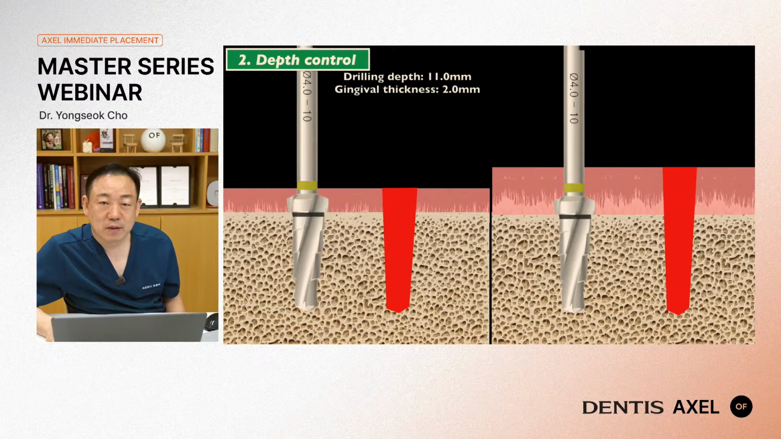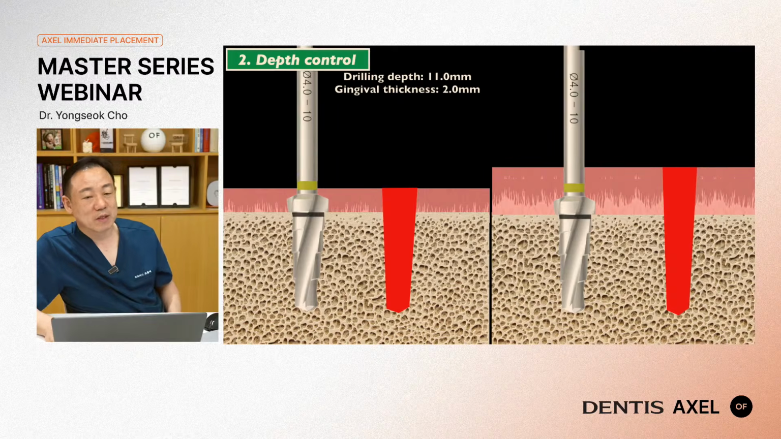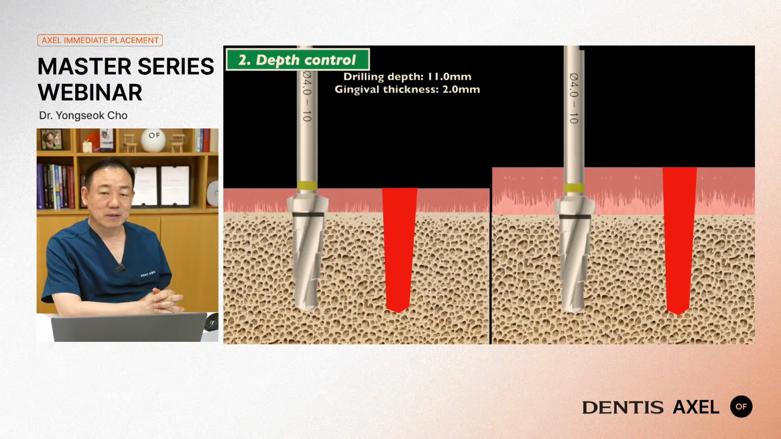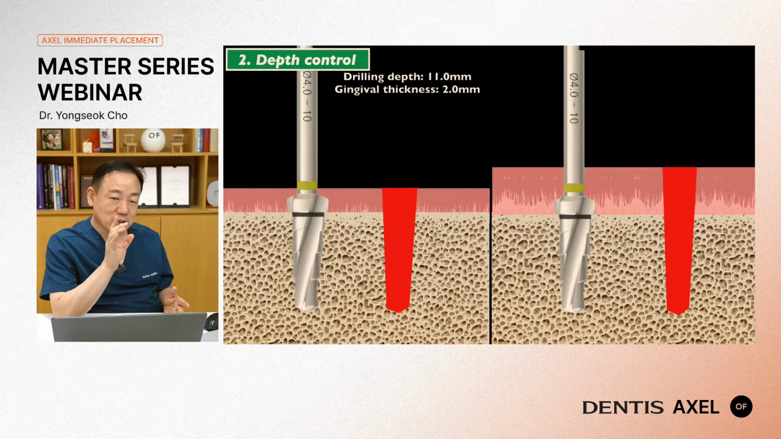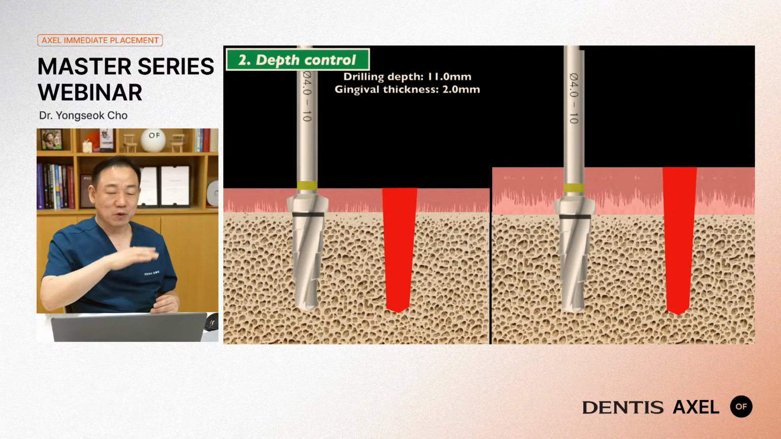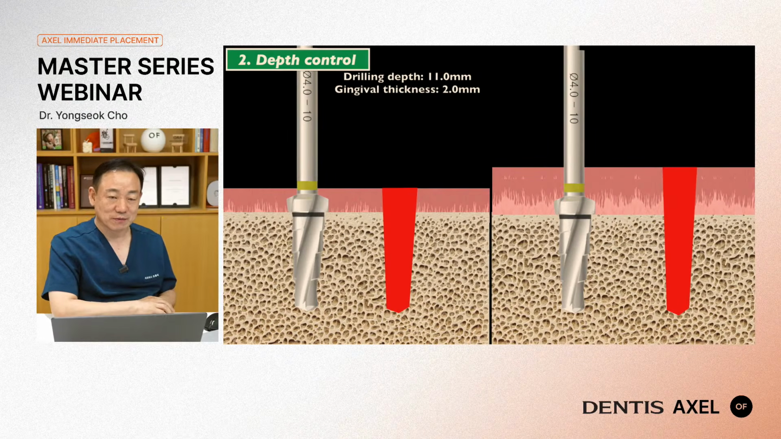Okay. The Dentis drill will create a 1 millimeter deeper hole from the bone margin to the apical portion. Okay. So when we use the 10 millimeter Dentis set drill, the actual bone hole is 10 millimeter. And the implant depth should be measured from the gingival margin, not from the bone margin. So we must add the thickness of soft tissue.